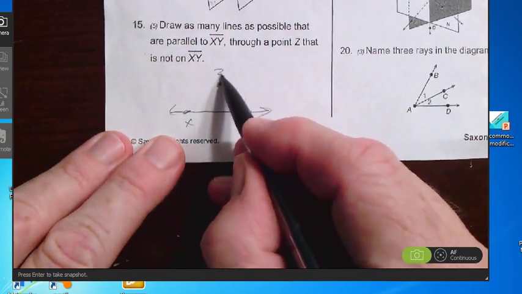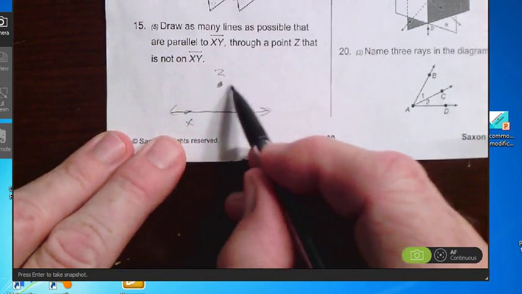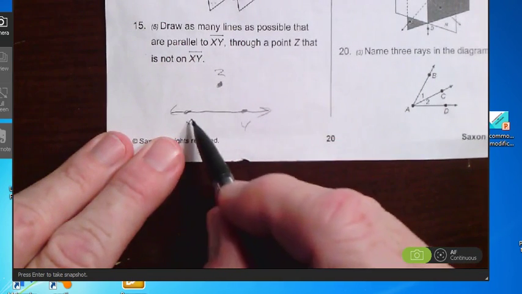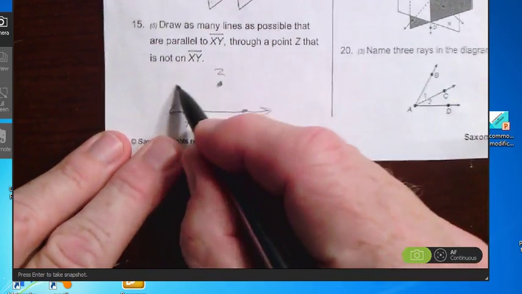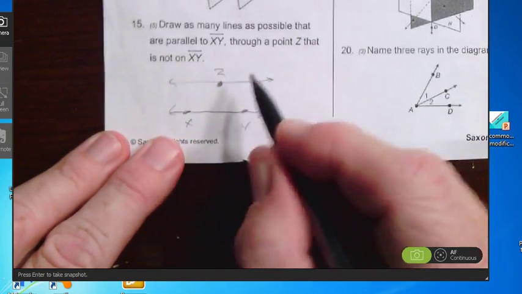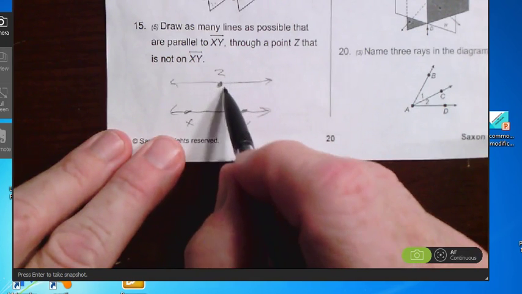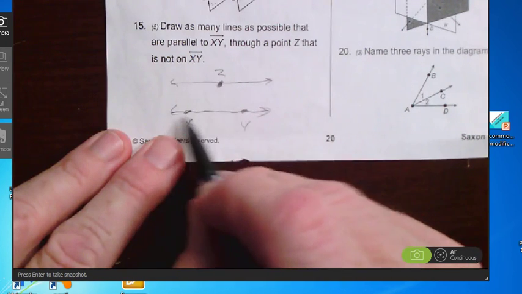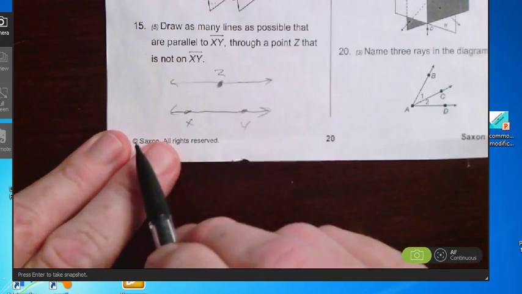It's out here. So we have to figure out how many lines we can draw through this point that are parallel to XY. All right, so we're going to draw a line through it. The answer is there's only one line that's possible to draw through this point that's parallel to this line here. Just one line.